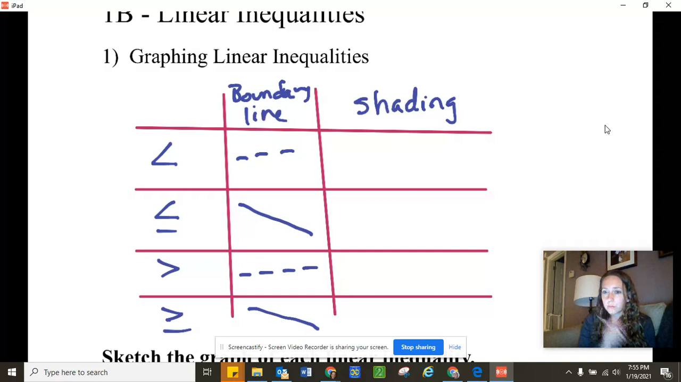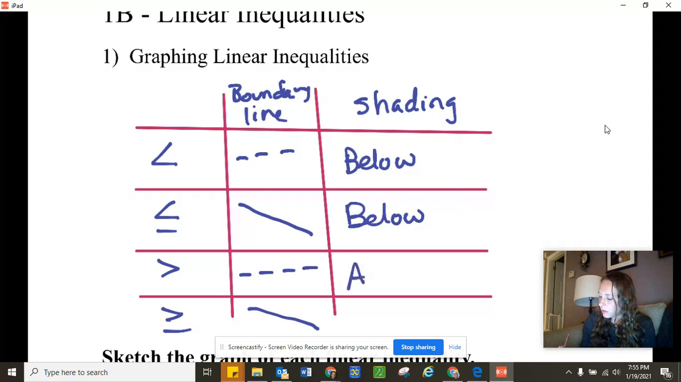So the way to tell is that if it is less than or equal to, you shade below the boundary. And if it's greater than or equal to, you shade above. Okay, so that's really the two things you need to look at. Is it above or below, and is it solid or dotted?